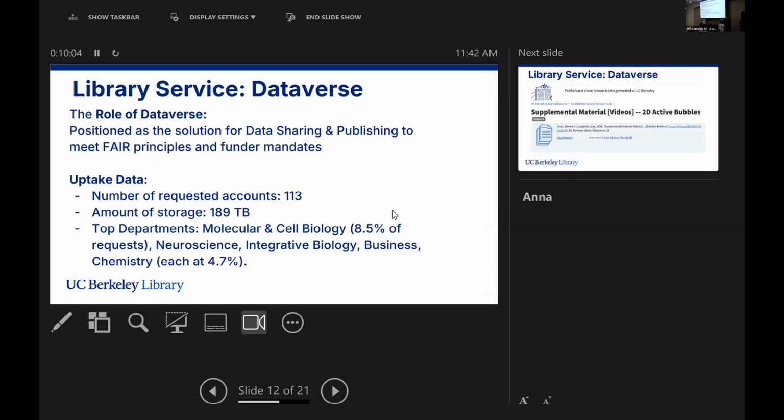I do want to talk a little bit more about the role that Dataverse is playing in this, because Dataverse is open source. And it's really positioned as the solution here for data publishing on campus that meets the FAIR principles and funder mandates. We had more requests for Dataverse than I thought we would. Overall, about 189 terabytes of storage have been requested in Dataverse. And the top departments echoed one of the earlier slides that Sam went over, coming from molecular and cell biology, neuroscience, integrative biology, business, and chemistry.